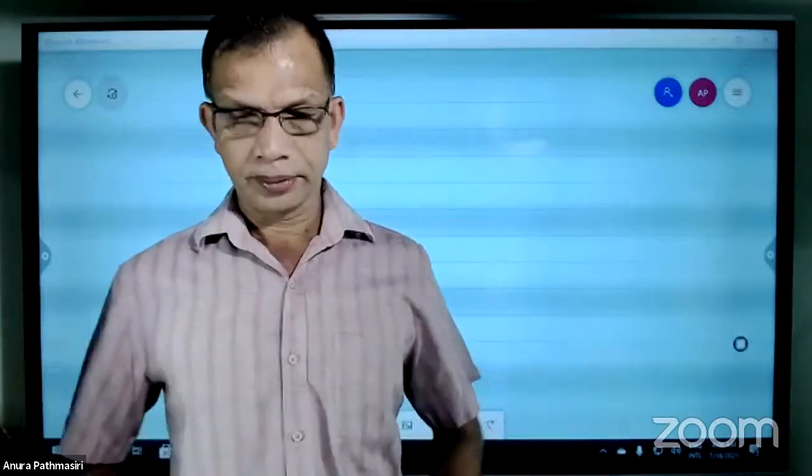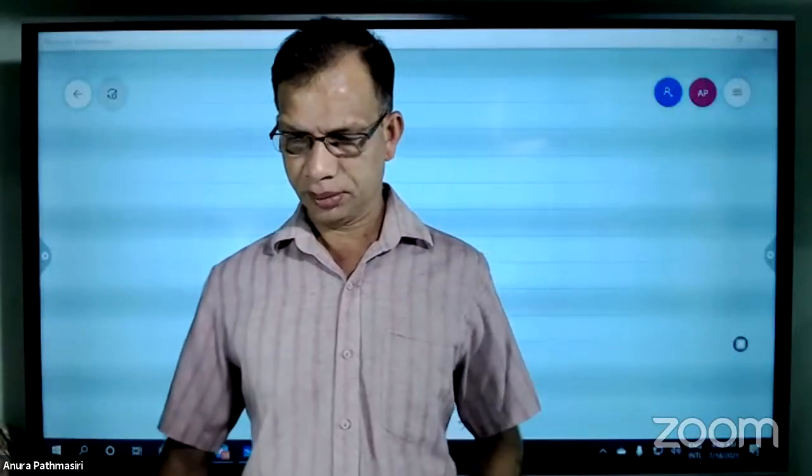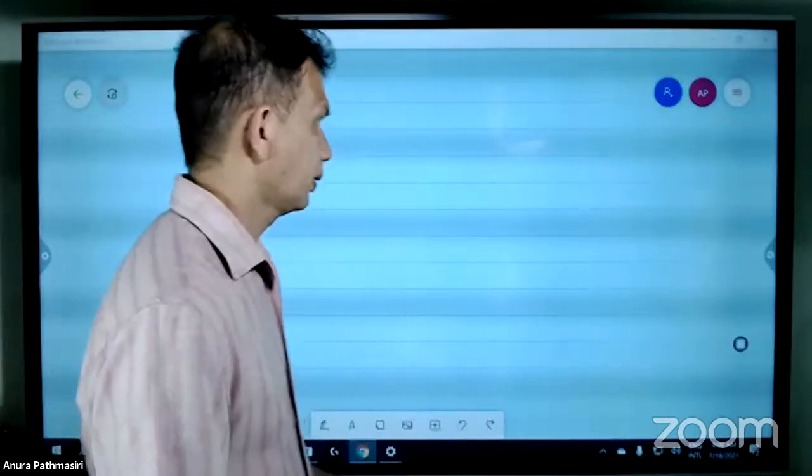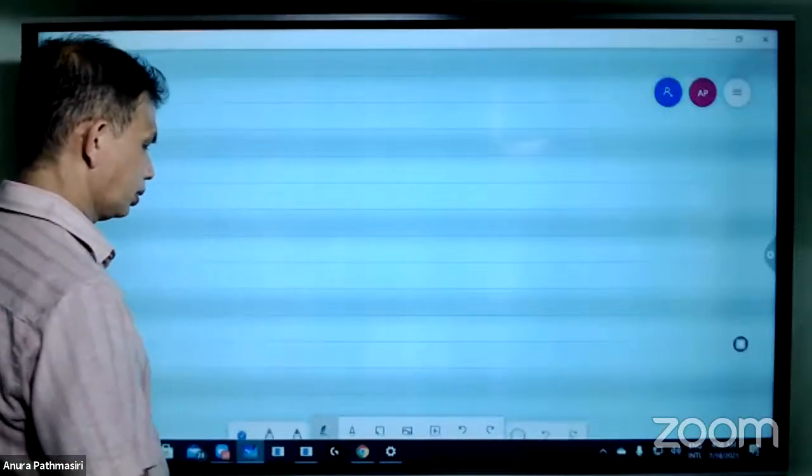Now this is going on live. Motion in a straight line, that is our work today. We have to do motion in a straight line. When we think of motion in a straight line, we want to think of some concepts.